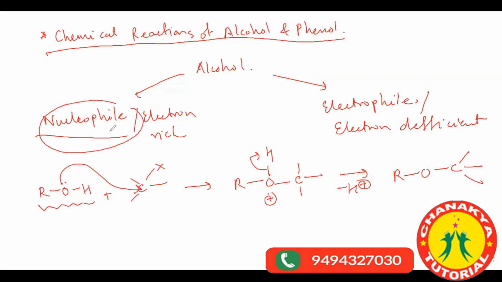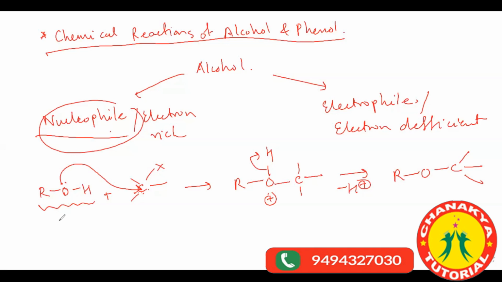Nucleophile. Whenever it acts as a nucleophile, what attacks? Oxygen will attack onto the carbocation. It will attack onto the carbocation or any substrate which is electron deficient. Now, what happens when it acts as an electrophile or electron deficient species?